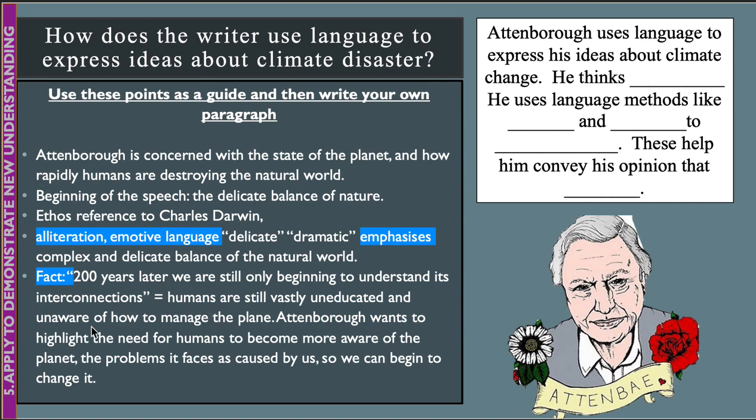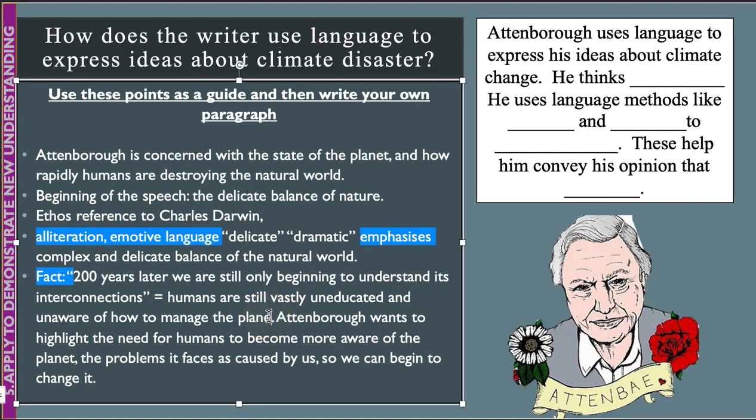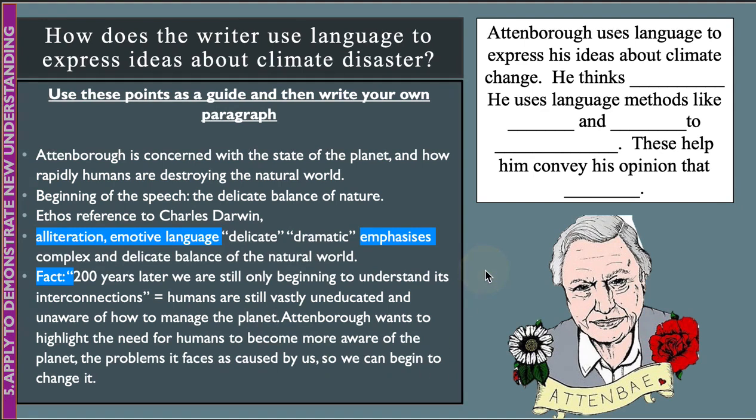Humans are still vastly uneducated and unaware of how to manage the planet. Attenborough wants to highlight the need for humans to become more aware of the planet, the problems it faces and caused by us, so we can begin to change it. And of course, change it for the better. That's his point, is that we can improve the welfare of our entire world. Okay, so here are points to help you, but you are following this structure here to help you to write up your paragraph now. So pause the video and give that a go, guys. Just do your best.